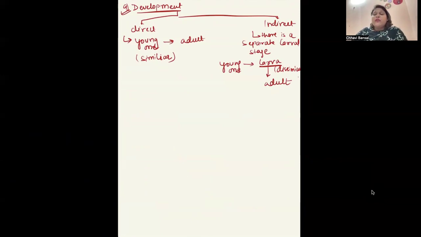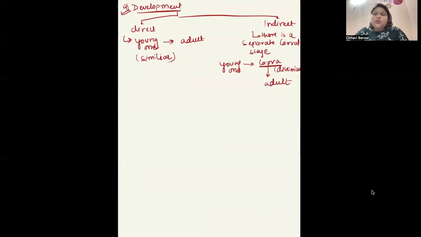In indirect development, there is a separate stage called as larval stage, and the larval stage and the adult, they are totally different from each other. There can be one larval stage, there can be multiple larval stages. Okay, is it clear? I hope this is very much clear to all of you. This is very easy, which is the basis of classification. And on this basis, if you remember this, you yourself will be able to tell me so many questions about the phylum.